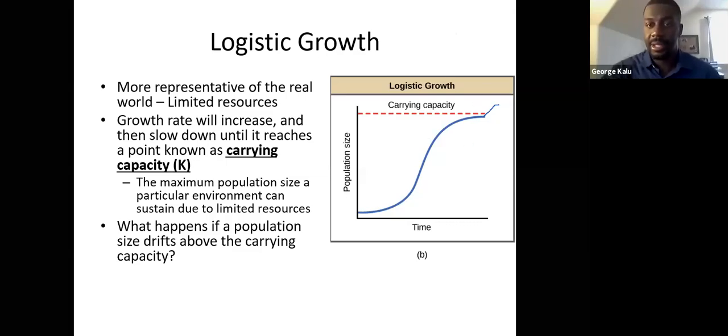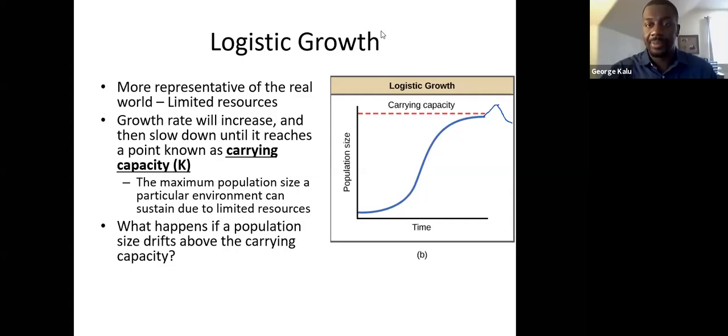So Kimberly says there won't be enough homes, food, water, etc. Exactly. You don't have enough resources in order to sustain the number of individuals. And so what do we think will happen? What's going to happen to the population size then? Anyone have an idea? It'll decline, exactly. So the population size will decline back down to below the carrying capacity. And so it'll drift back down here. So that's what we should expect to see.